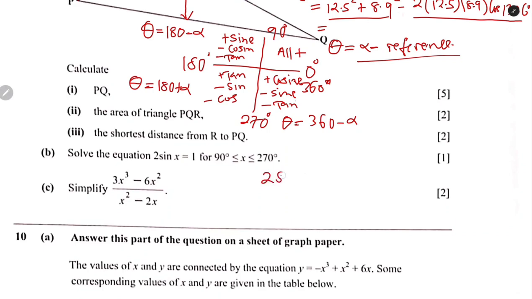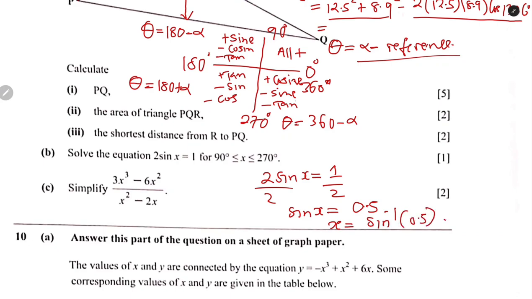To solve the equation 2 sine x equals 1, the angle that you are finding is x. So we are going to divide by 2. We have sine x equals, this is just the same as 0.5. Or you can leave it as half. Then now what next? We want to find the angle. For us to find the angle x, we say sine inverse of 0.5. We punch this on the calculator. So x is giving us 30 degrees. What did I say? This is the reference angle.